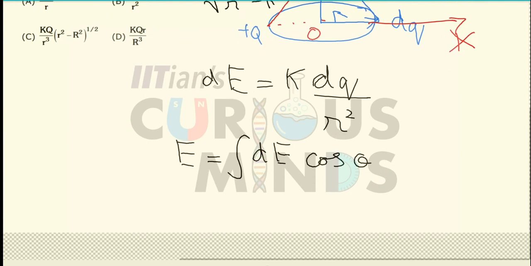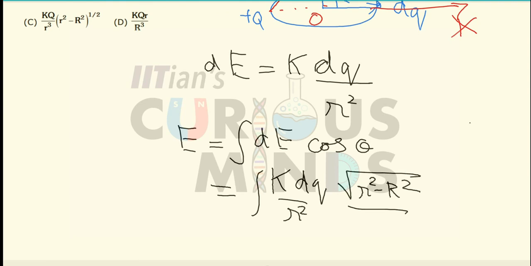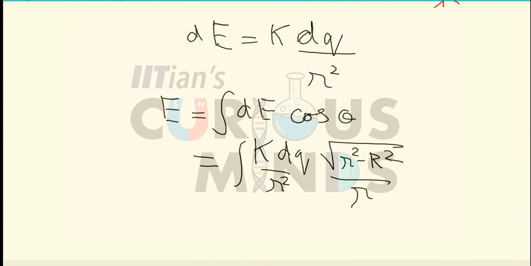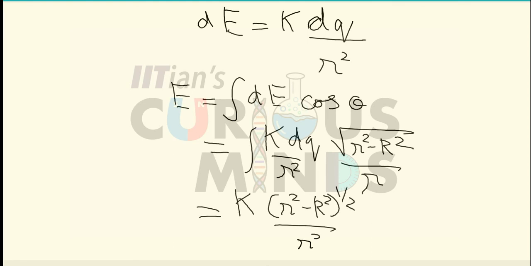So it will be equal to integration of k dq divided by r square into adjacent, which is square root of small r square minus capital R square, divided by hypotenuse. Hypotenuse over here is equal to r. So when I integrate this part, the rest of the terms are constant. So it will be equal to k into (r square minus capital R square) the whole raised to half, divided by r cube, into integration of dq. The integration of dq will be the entire charge.